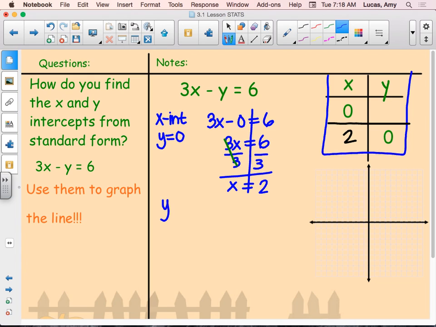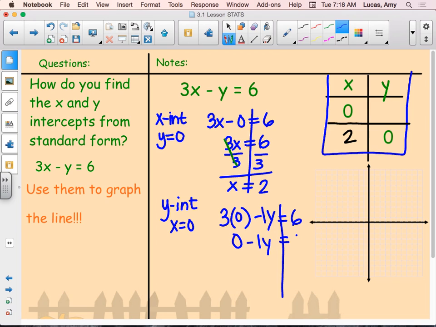My y-intercept, x equals 0. So 3 times 0 minus y equals 6. 3 times 0 is 0. So 0 minus y, I'm going to put a 1 in front of here. So 0 minus 1y equals 6. So that means negative 1y equals 6. Divide by negative 1, and y equals negative 6. So y equals negative 6.